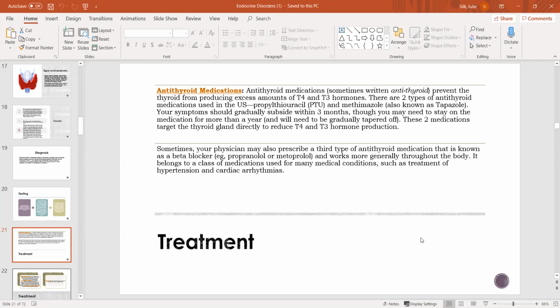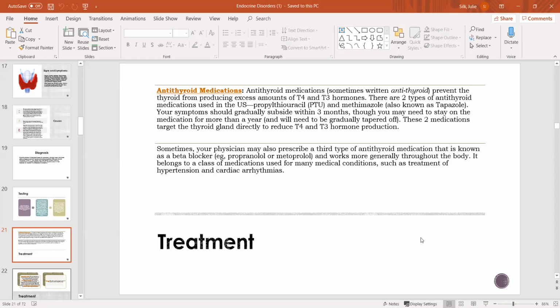So, yes. I'm sorry, could you go back a second? You said it. What does it block? So what they do is they block the thyroid gland's ability to make new thyroid hormone. So they would block the thyroid gland's ability to make T3 and T4. Okay, thank you. Mm-hmm.